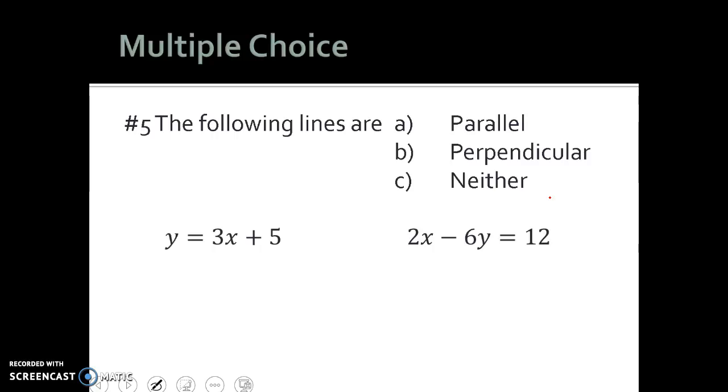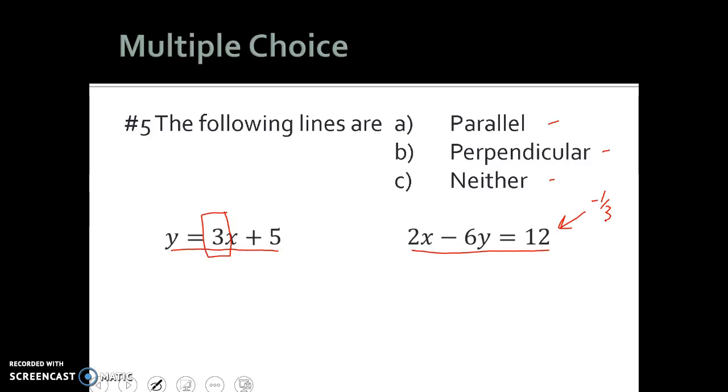All right, so now let's just take a look at these two equations. We have two equations here, and we want to know, are these two equations parallel, perpendicular, or neither? And so we know the slope of this line is 3. And so if the second equation has a slope of 3, they're parallel. If the second equation has a slope of -1/3, then they're perpendicular. If it's anything else, then it's neither.